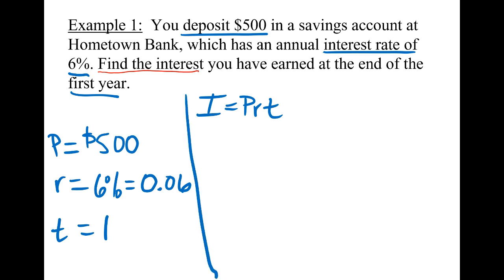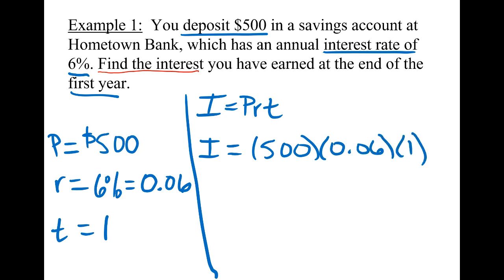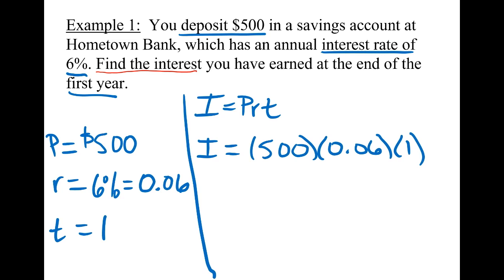Let's draw a line here to separate our work. So our interest is going to be 500 times 0.06 times 1 year. And that works out to $30. And notice that's a reasonable amount. It's important to check that our answers are reasonable as we go through this section. So if we start with $500 that we've deposited and we're getting 6% per year, notice that 10% would be $50. So at 6%, we expect it to be less than $50. And so $30 is a reasonable answer.